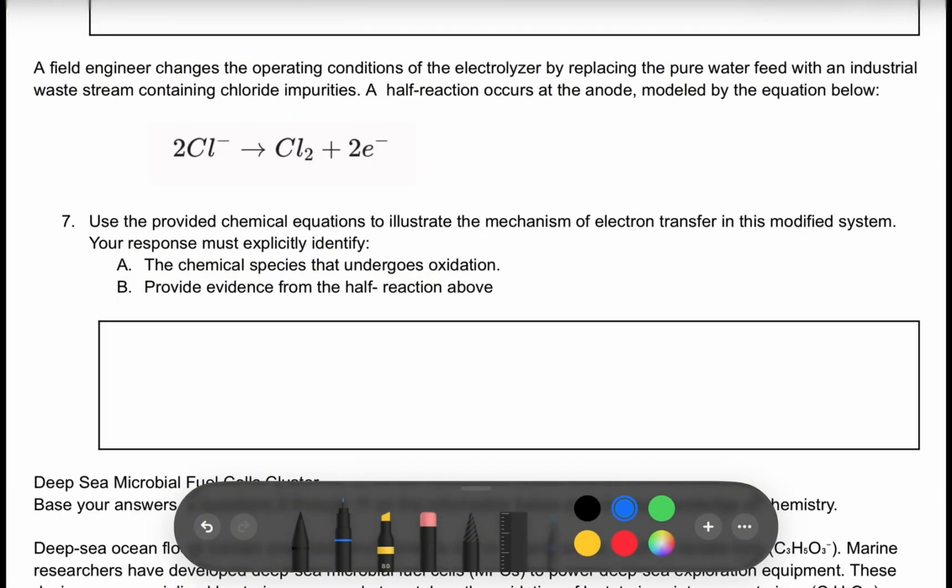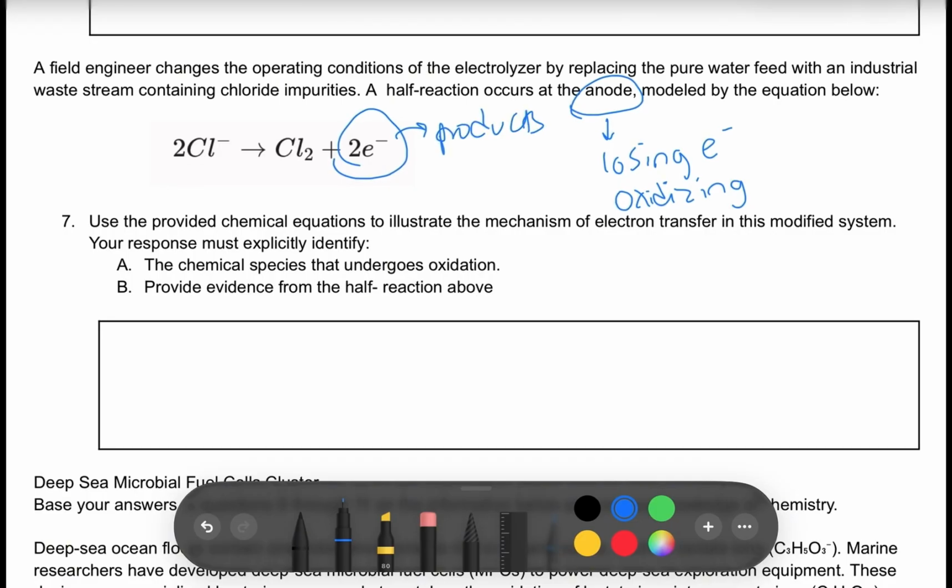Lastly, question 7. A field engineer changes the operating conditions of the electrolyzer by replacing the pure water feed with an industrial waste stream containing chloride impurities. A half reaction occurs at the anode, modeled by the equation below. So we already know that at the anode, we're losing electrons or we're oxidizing. And that's clearly represented in this equation because we see that electrons are on the product side.